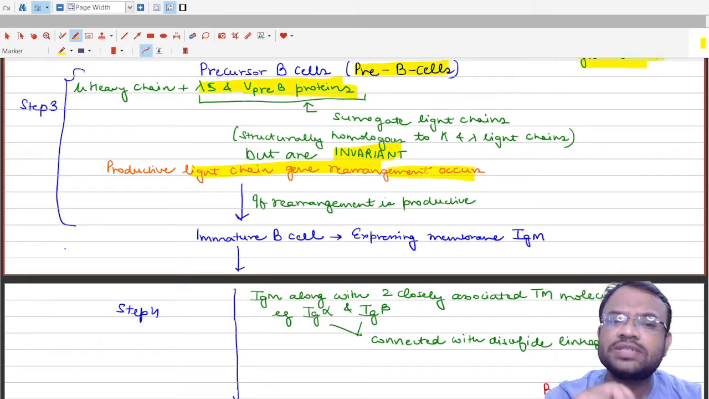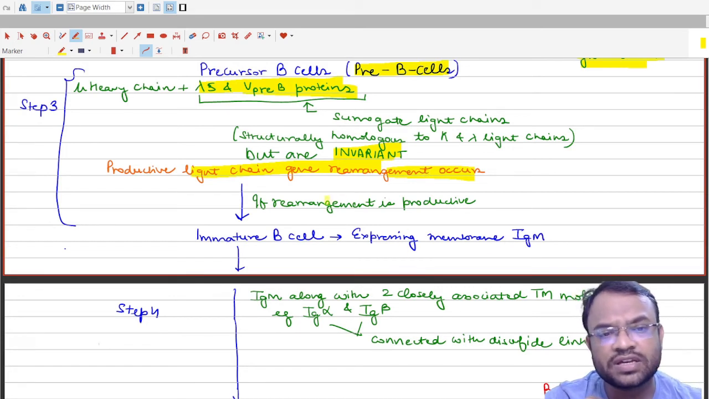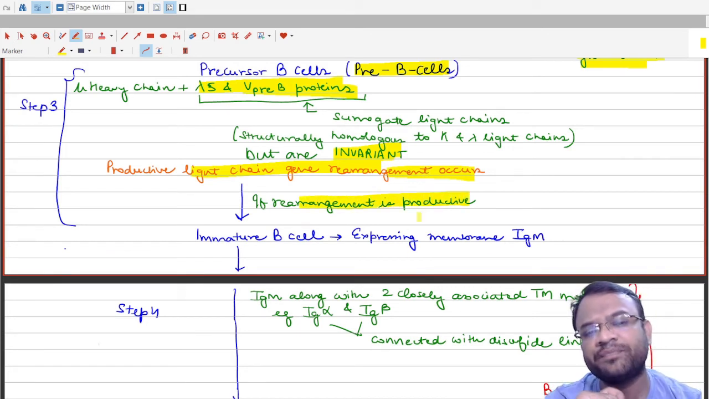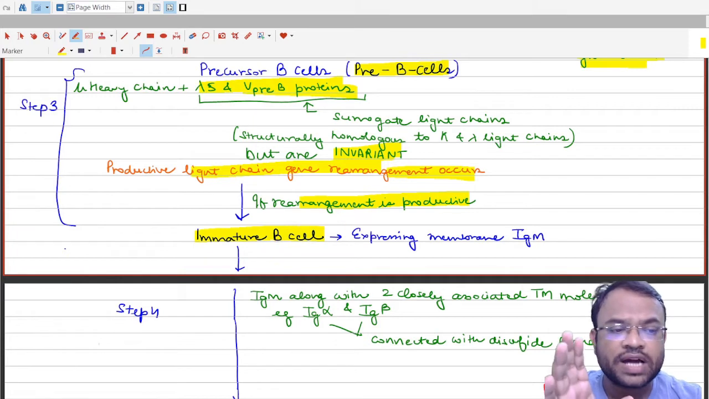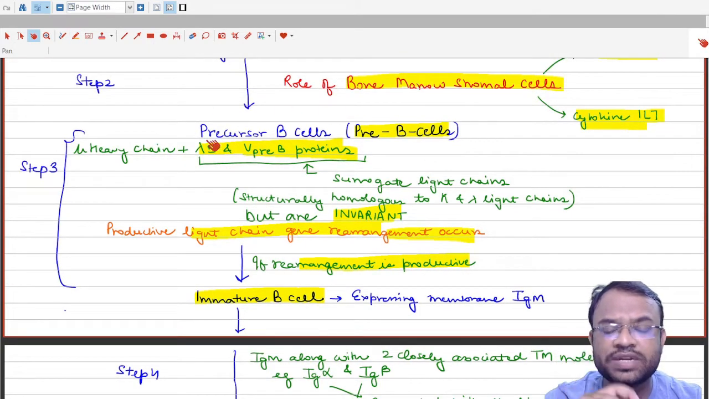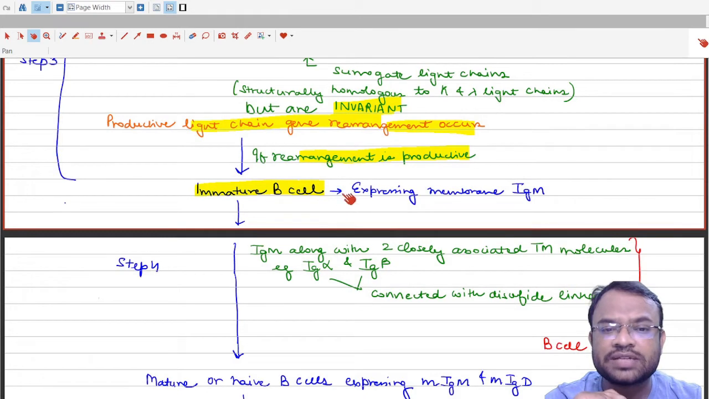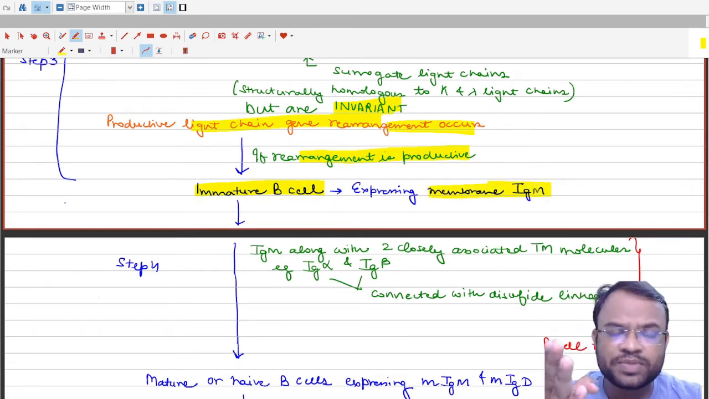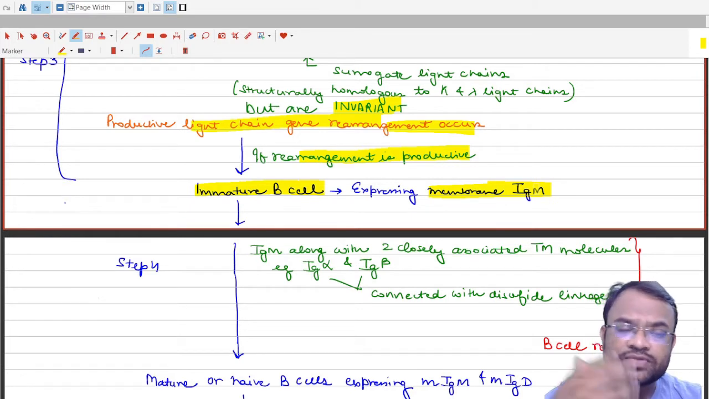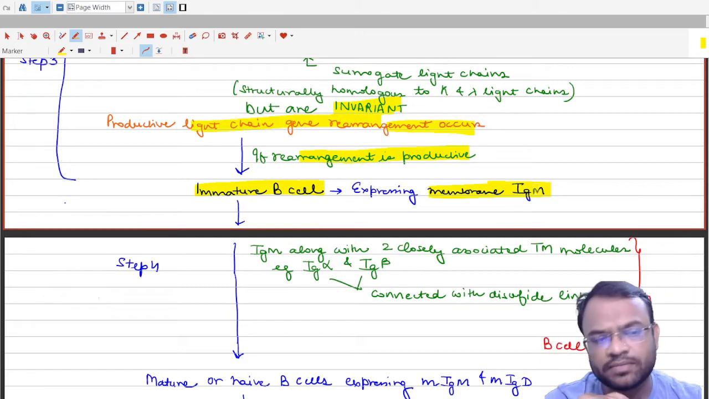If the gene rearrangement was productive, the immature B cell is formed. The cell that was previously called precursor B cell will now be termed as immature B cell. Now this immature B cell is having membrane IgM. I told you how membrane IgM was formed because of the previous events. Because of the heavy chain rearrangement and the light chain rearrangement, you have got IgM finally.